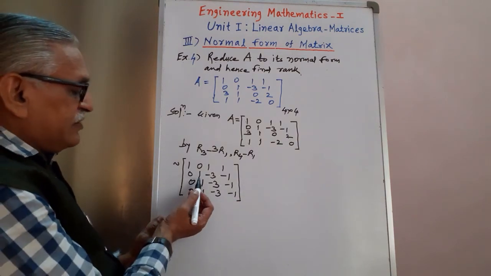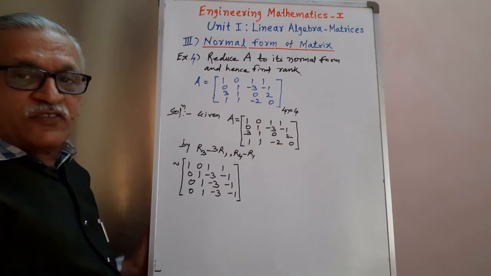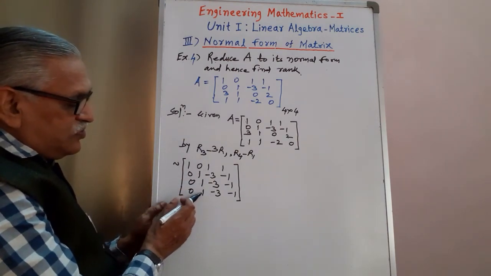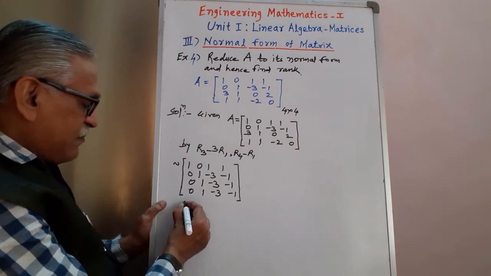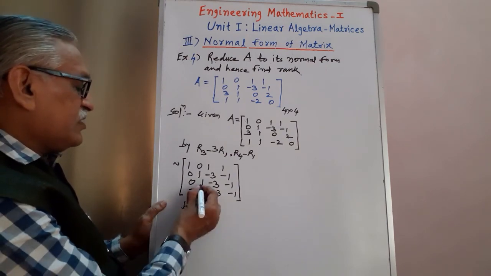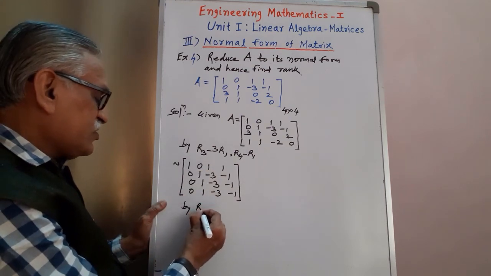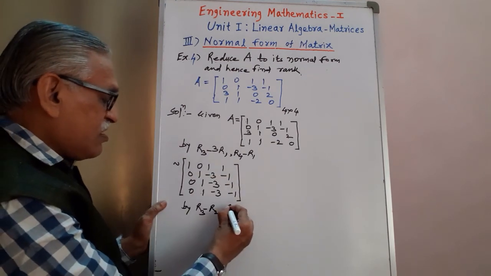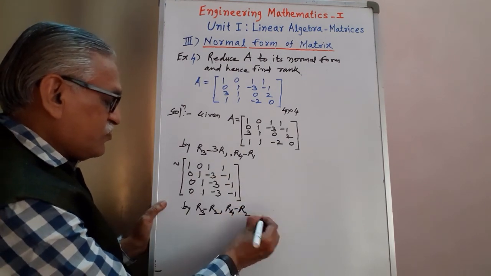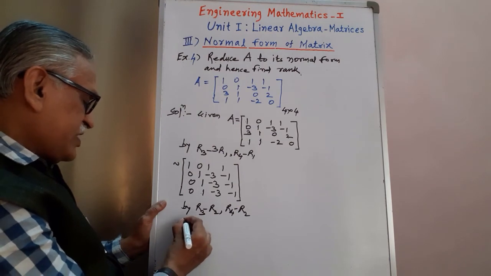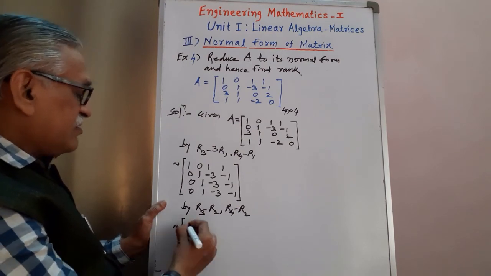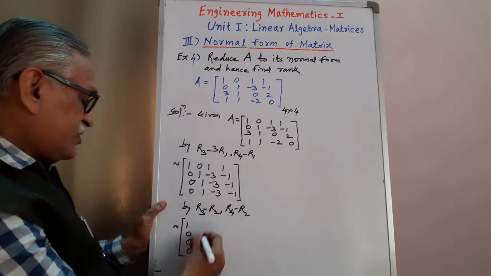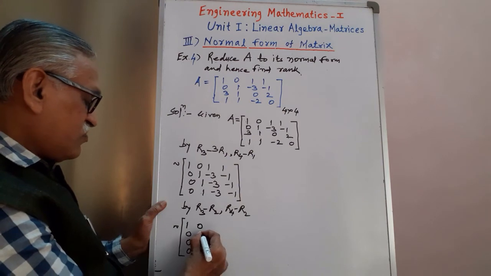Okay. Then the second diagonal element is 1, and using this one we can convert these two elements to 0 by applying the transformations. 1 minus 1 is 0. It is in the third row, therefore R3 minus R2, and R4 minus R2, we get 1 0 0 0, 0 1.